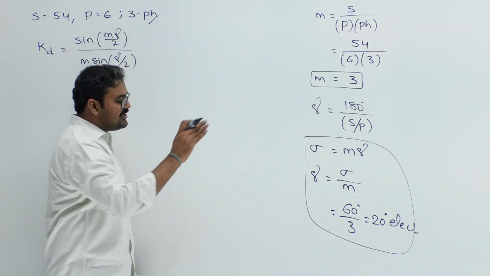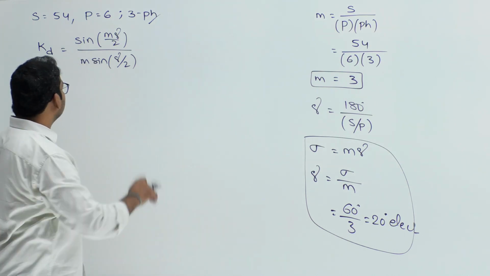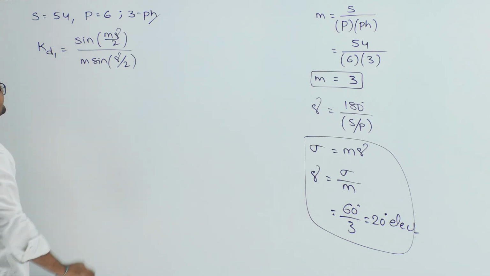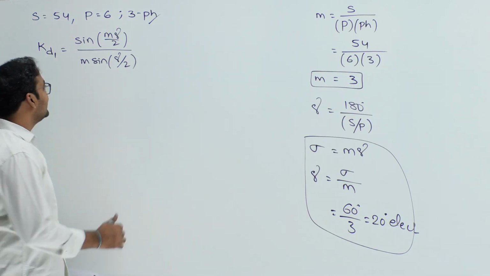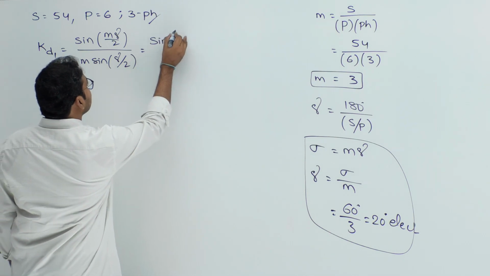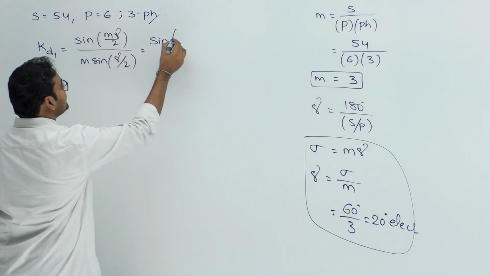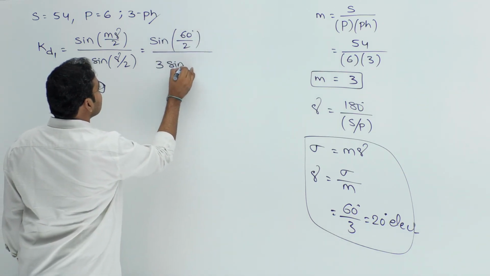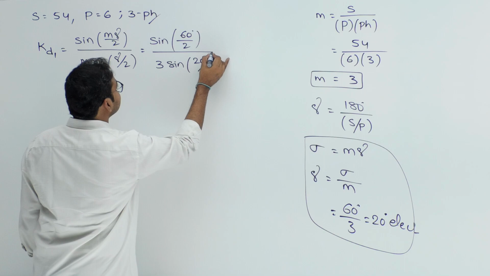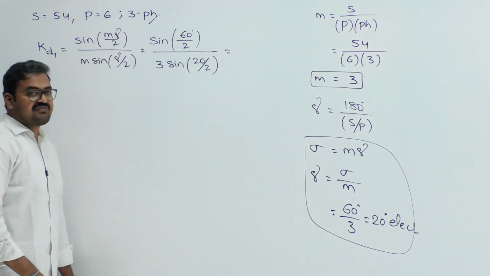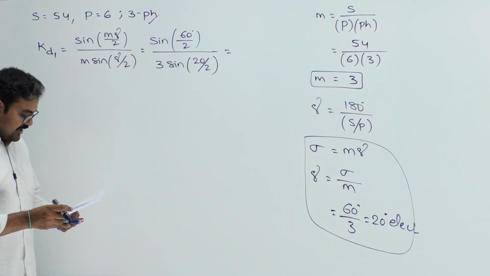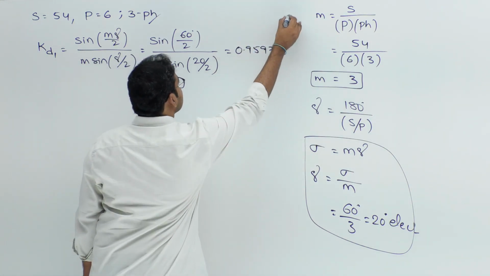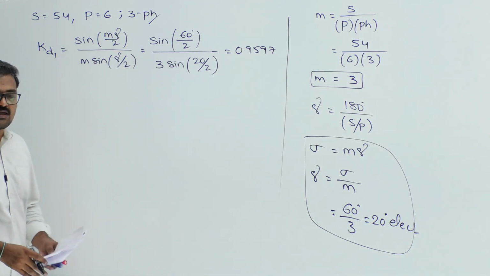Now we have the m value and gamma value with us. Substitute, and we will get the distribution factor. Presently, this is the distribution factor for the fundamental harmonic, right? So let me substitute the data. Sin m gamma, directly the phase spread I can substitute, 60 degrees by 2, divided by m sin gamma by 2. This will give you the distribution factor for the fundamental harmonic, and the value will be 0.9597. Check with a calculator. Okay.